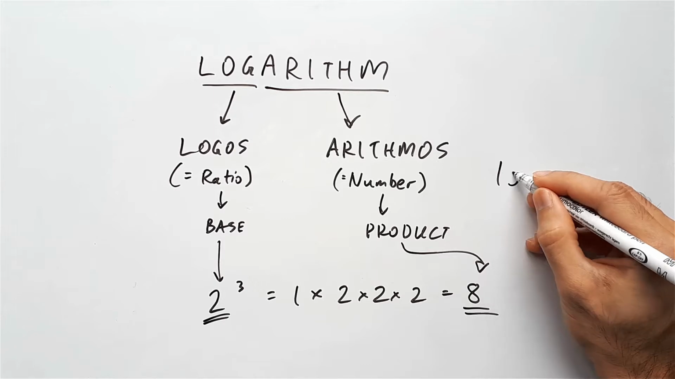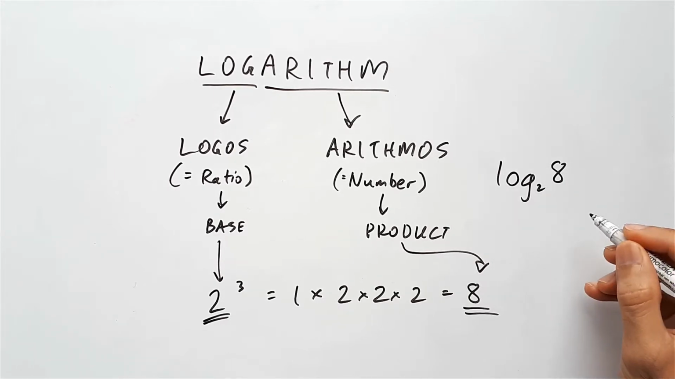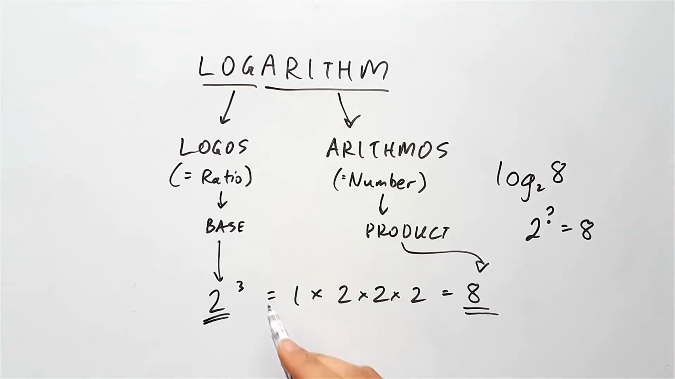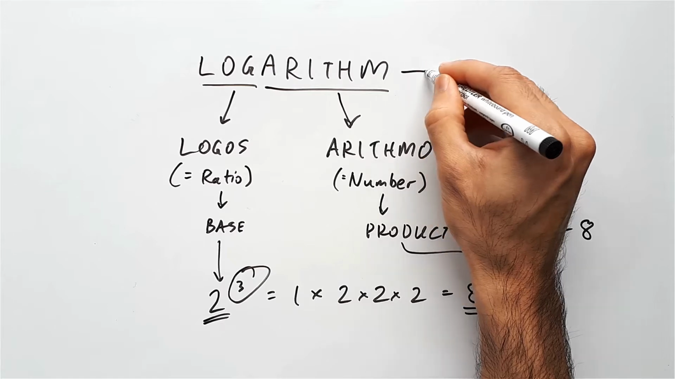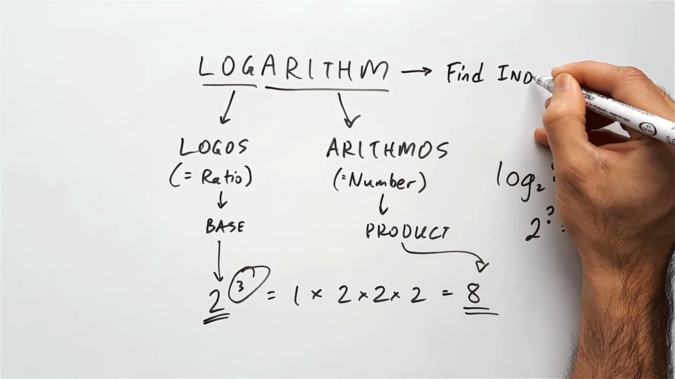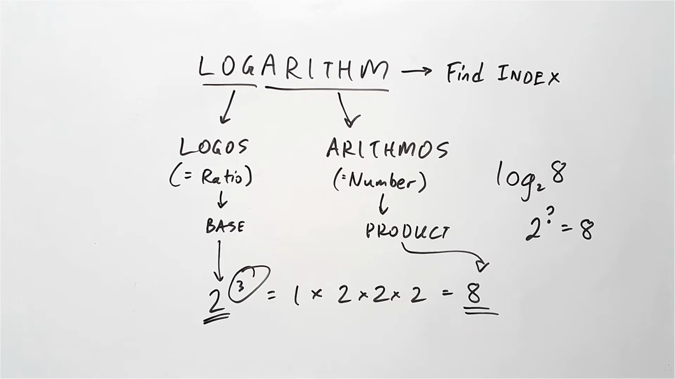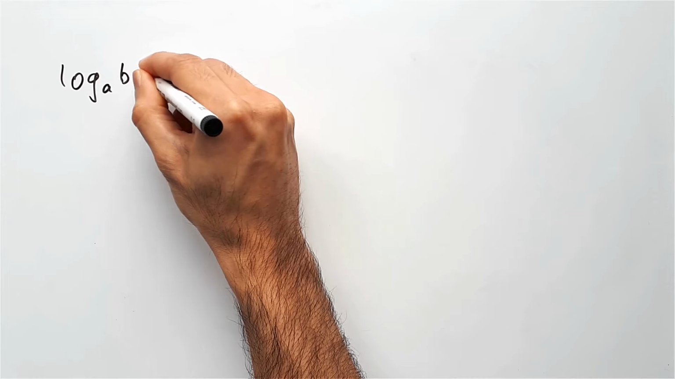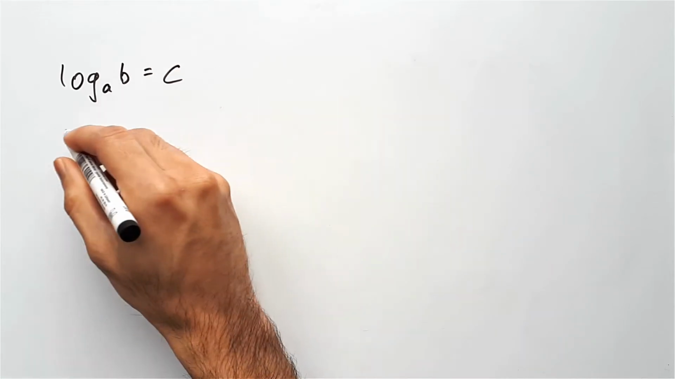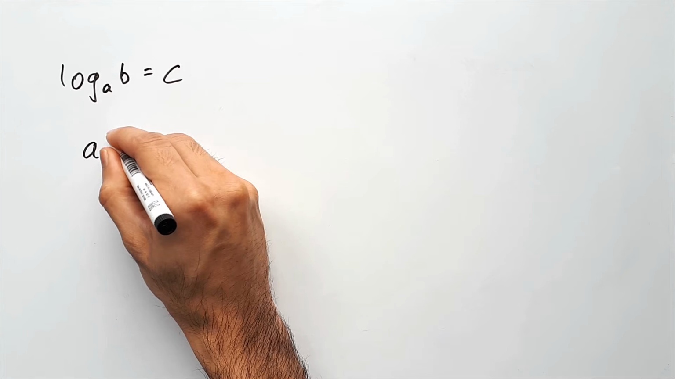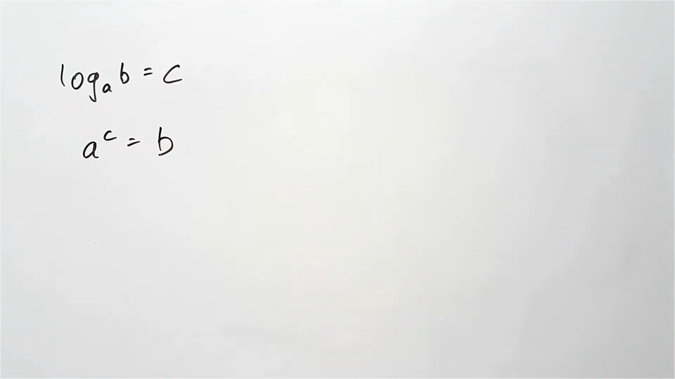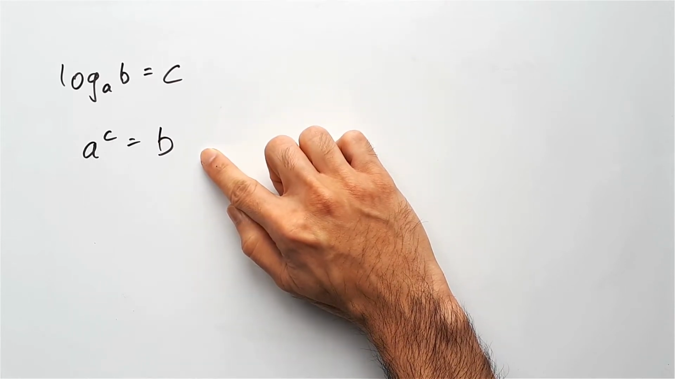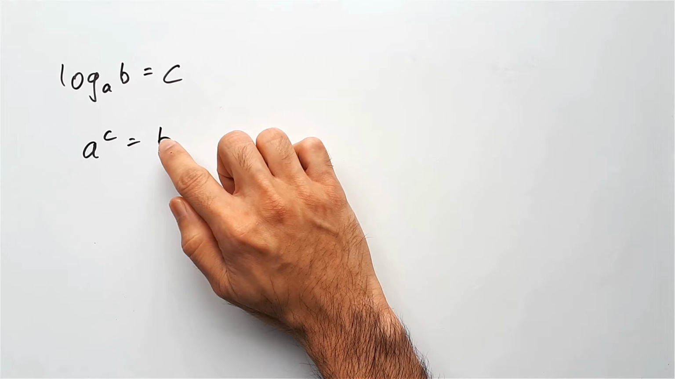And so when we say log base 2 of 8, we're asking the question: 2 to the power of what equals 8? And so that answer would be 3. In other words, logarithms are trying to find the index. Based on that definition, it's useful to know that log a of b equals c can be rewritten into an exponential form as a to the power of c equals b. So if we're ever given a logarithmic equation, we can always rewrite it into an exponential equation by recalling what the concepts do in each section.